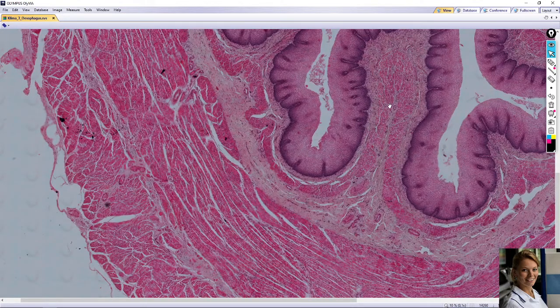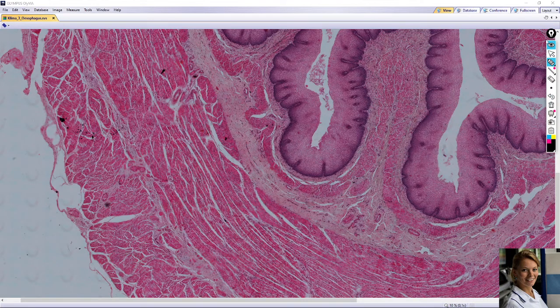The muscularis externa in lower esophagus consists of smooth muscle layers. Here is muscularis externa. The inner circular muscle layer. This is the inner circular muscle layer, and the outer longitudinal muscle layer. Here is a longitudinal direction of muscle cells.